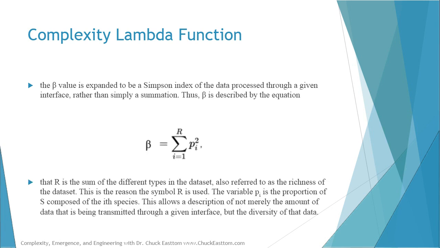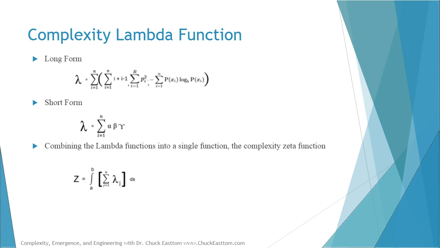The beta value, I just chose the Simpson index, which gives you the data processed through an interface. There are a number of indices out there you could use. This is just one possibility. And then we give you a long form.